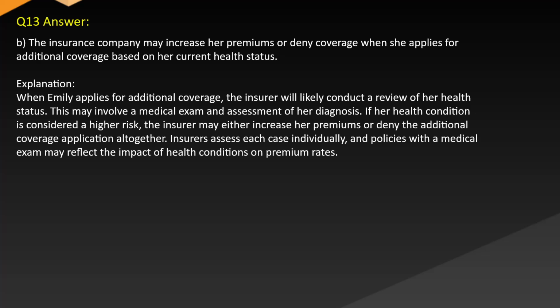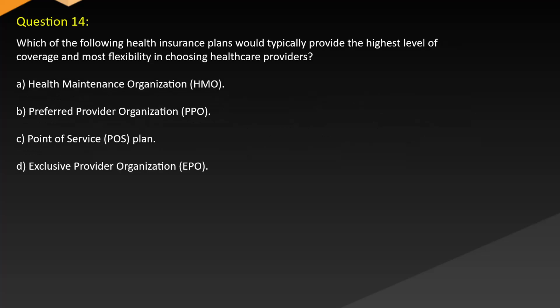Answer: B. The insurance company may increase her premiums or deny coverage when she applies for additional coverage based on her current health status. Explanation: when Emily applies for additional coverage, the insurer will likely conduct a review of her health status. This may involve a medical exam and assessment of her diagnosis. If her health condition is considered a higher risk, the insurer may either increase her premiums or deny the additional coverage application altogether. Insurers assess each case individually, and policies with a medical exam may reflect the impact of health conditions on premium rates.